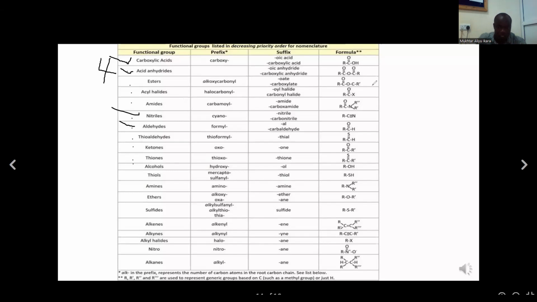You see alkenes, alkynes. You see hydrocarbonyl, carbamoyl, cyanoformoyl, thioformoyl, oxo, thioxo, hydroxy, mercapto, sulfanyl, amino, alkoxy, oxa, alkyl sulfanyl, alkyl thio. All of them will be considered based on the priority from the top to the bottom. So it's very important to know this.